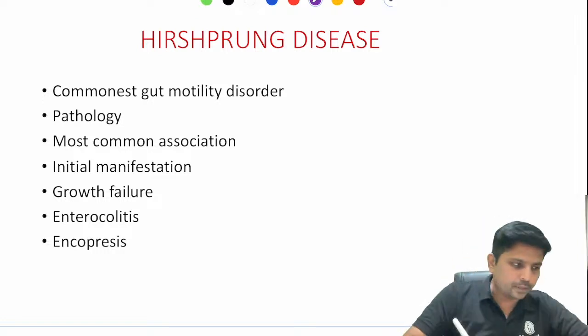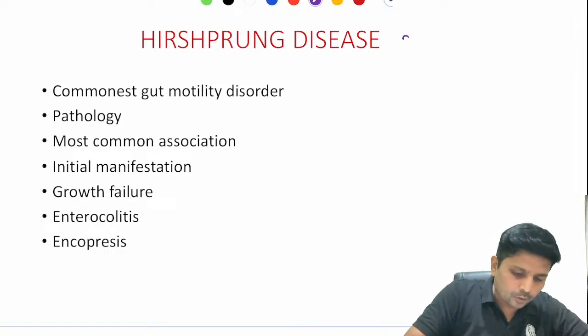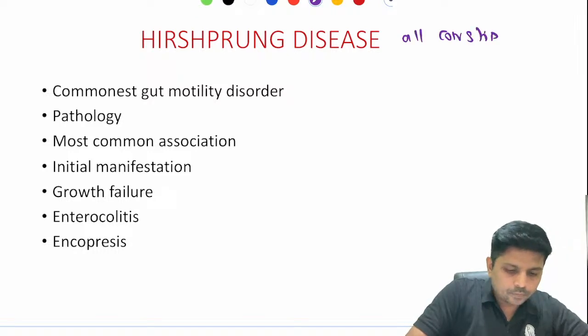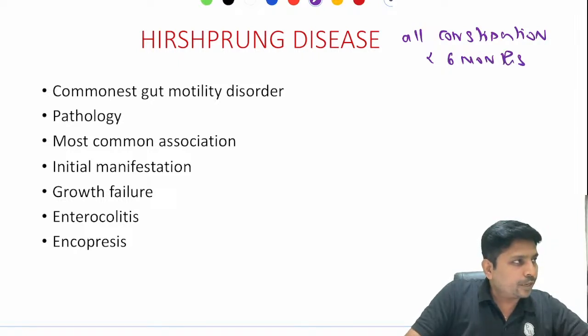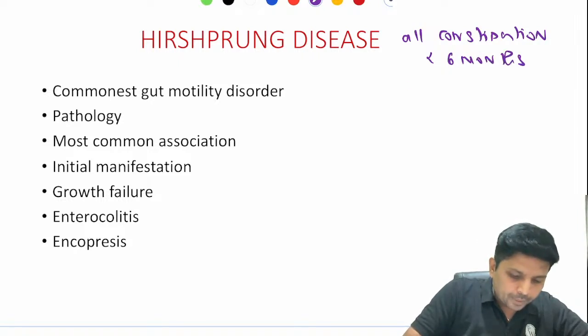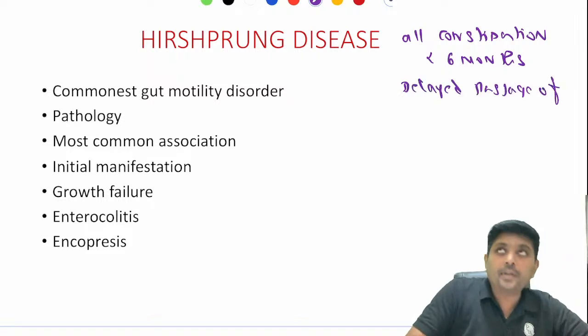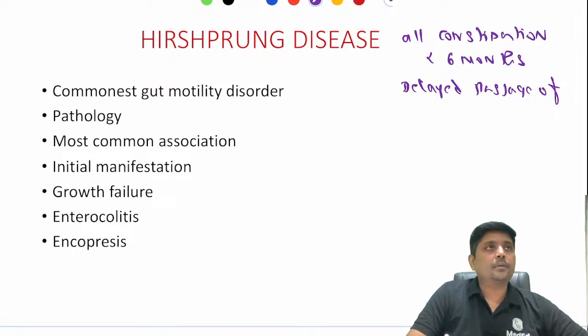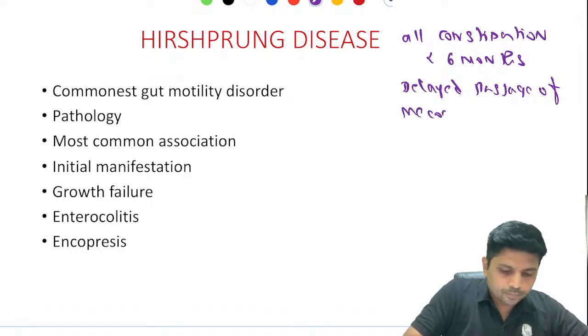Okay, so what is Hirschsprung's disease? Hirschsprung's disease should be suspected in all infants who develop constipation in less than 6 months, and with delayed passage of meconium. What do you mean by this? Delayed passage of meconium means the child fails to pass meconium within 2 days after birth.